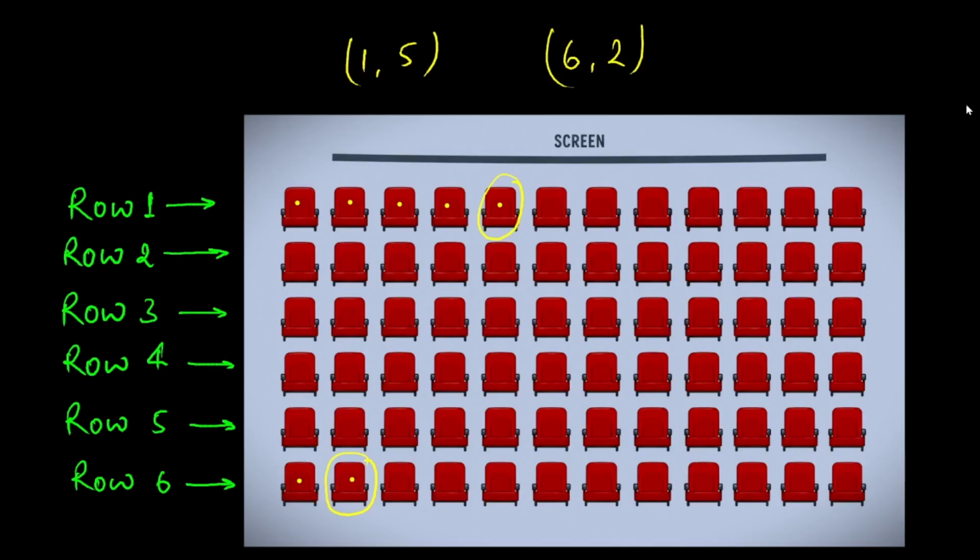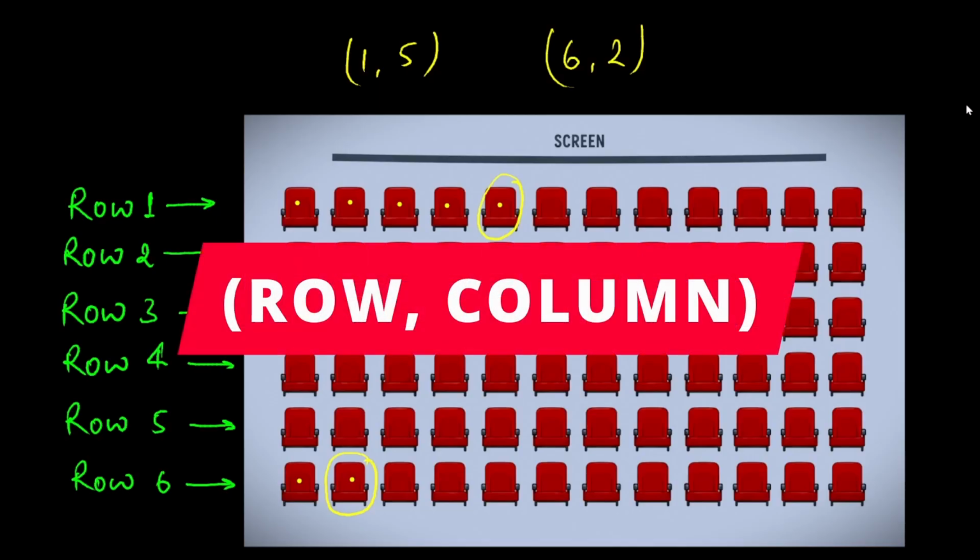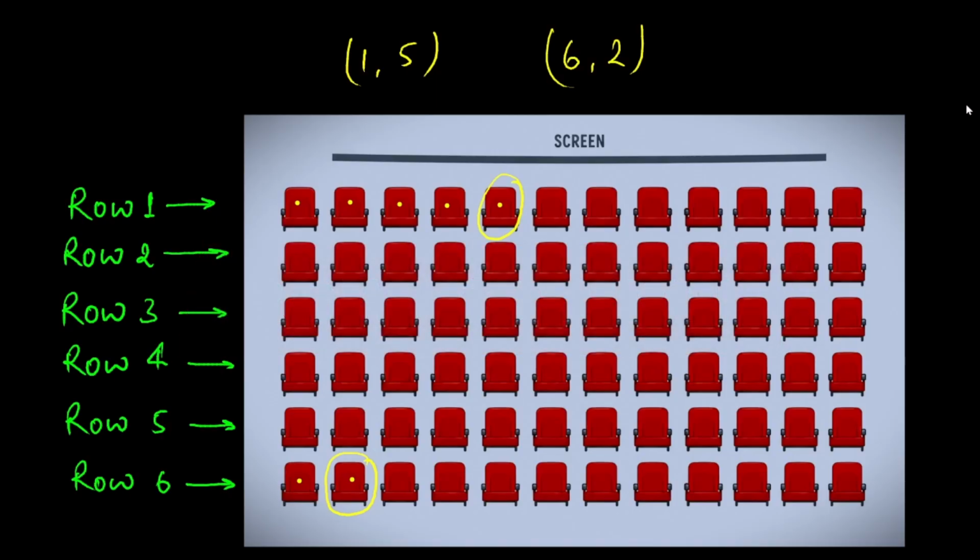Surprisingly, mathematicians use exactly the same idea to locate points on a plane. These pairs of numbers are called coordinates. Let's see how it works.